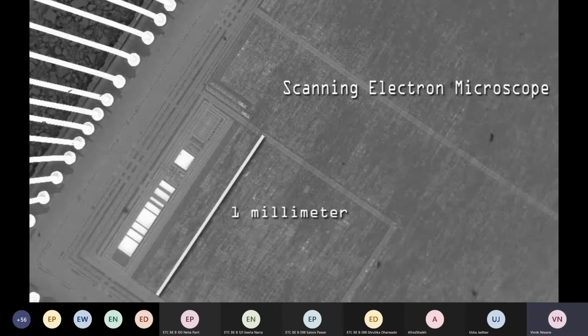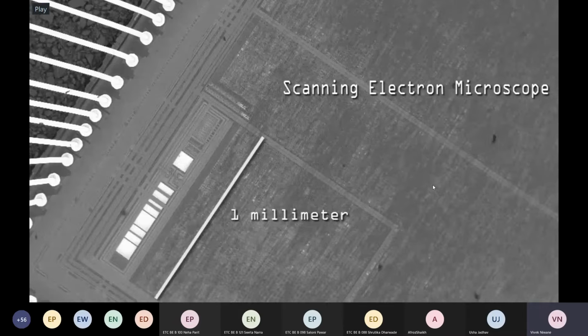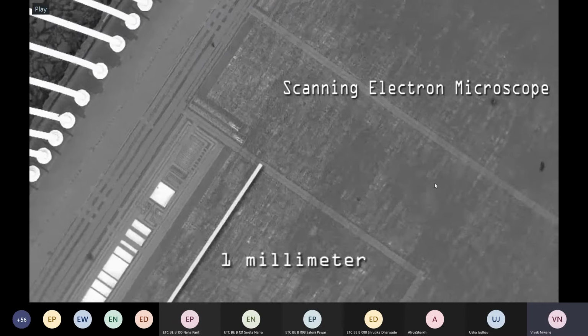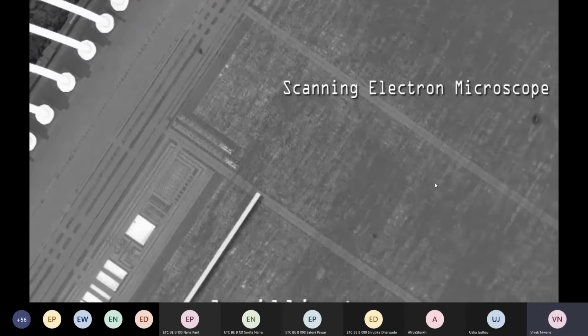Now let us zoom into our microchip, and you can see the slanting line over here is actually having a physical dimension of 1 millimeter. So you can see that in 1 millimeter by 1 millimeter area, we do have lots of things running over here. And let us zoom in more into our microchip.